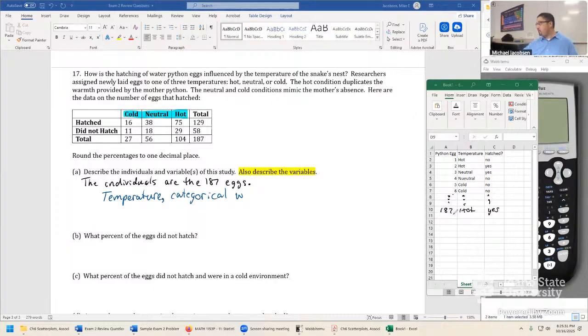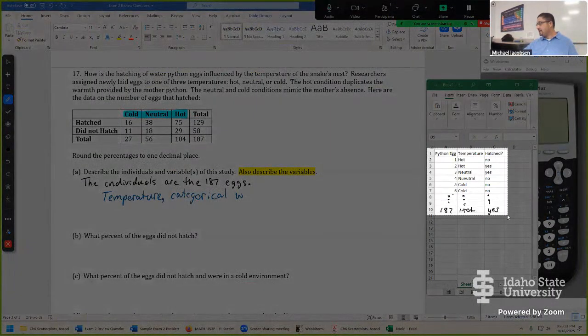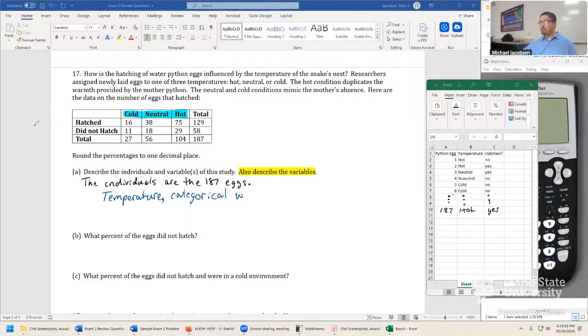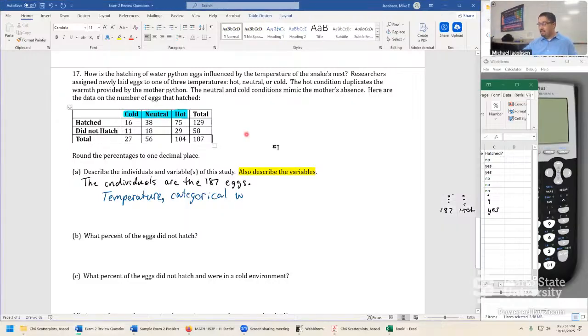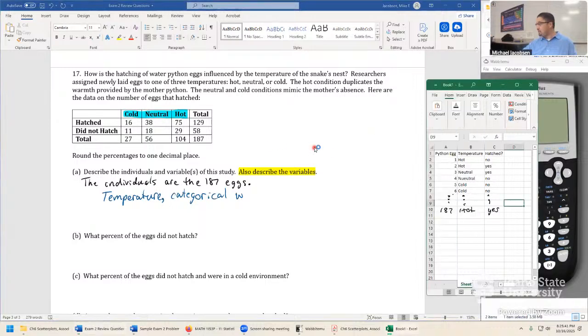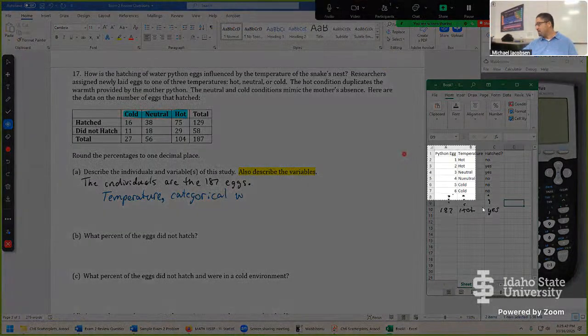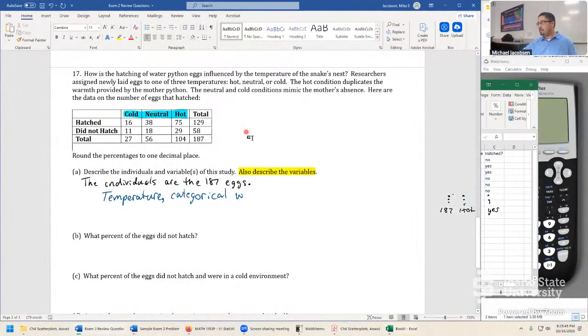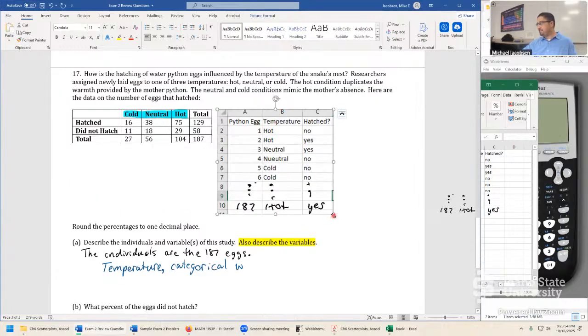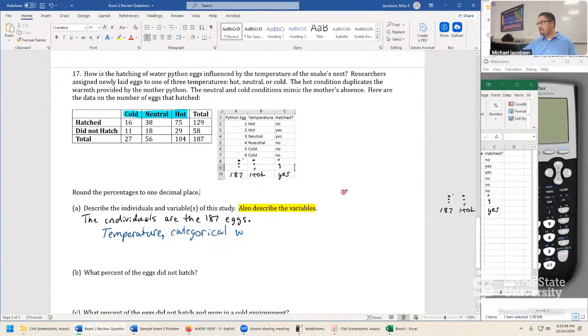This is what the original data would look like. So if you're the head researcher or just the person tallying up all the data, this is what it would go in. Let me see if I can get that to work. Oh, it's kind of mad at me. There we go. Doesn't want to paste inside the table, I guess.